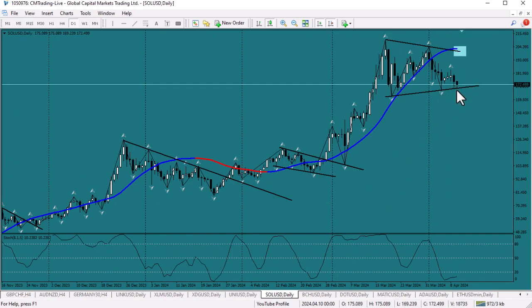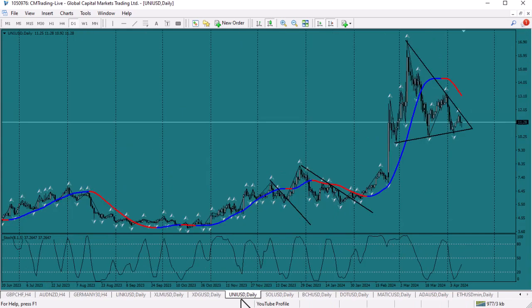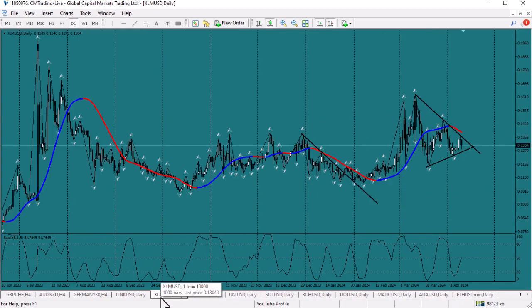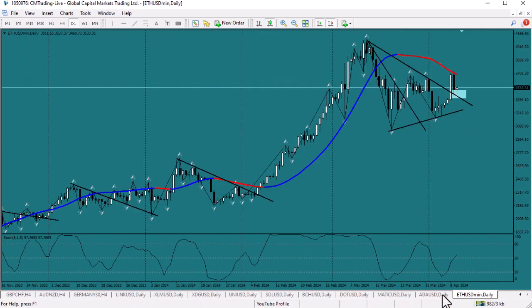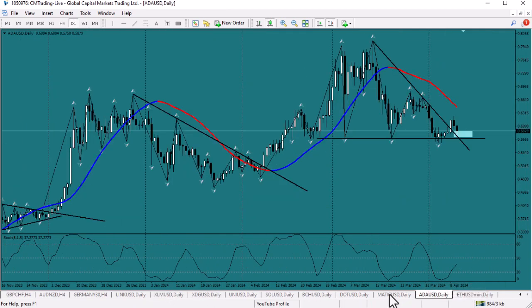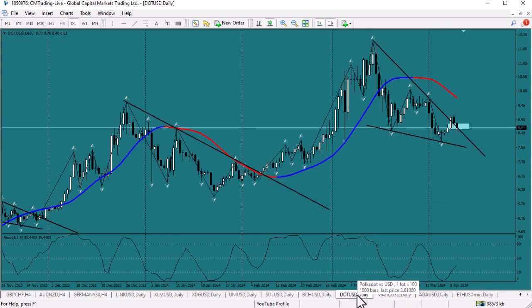This needs to bounce from here. It mustn't break through these levels. This 160, 165 level is going to be detrimental to Solana. If you look at Uniswap, not breaking yet, and so on. So they're not breaking yet. The only ones that are breaking are Ethereum, Cardano, Matic, and then Polkadot. So those are the four that are busy breaking.